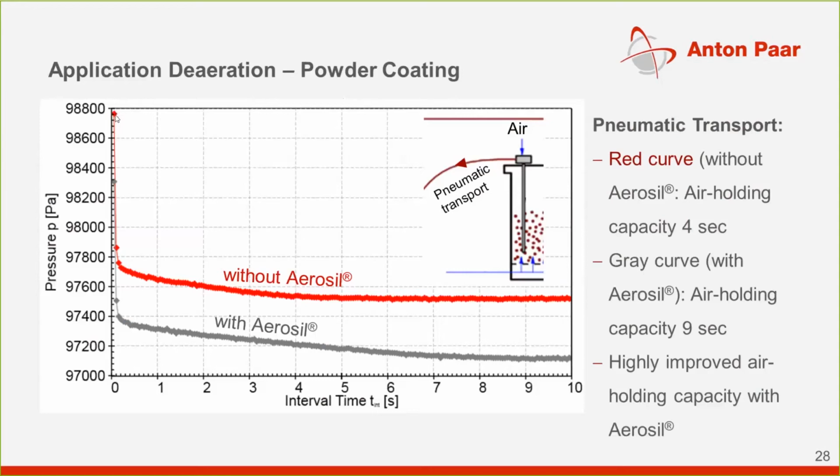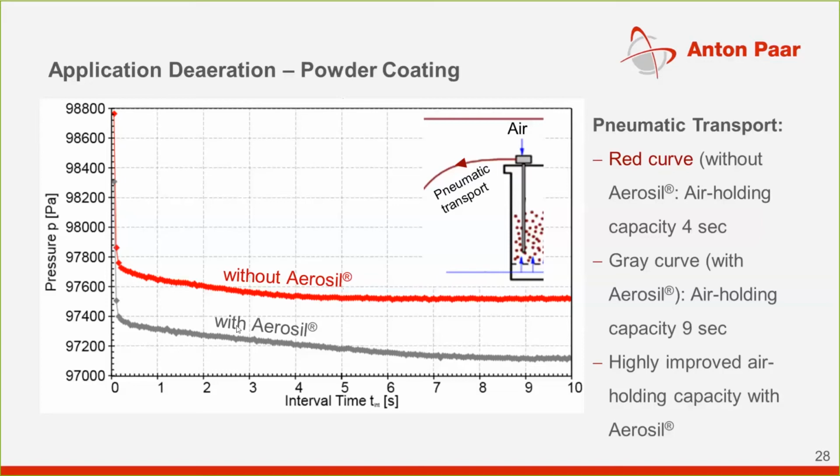So we can again see here in the red curve this very quick decrease of pressure, followed by a rather slow step. And we can see that the deaeration is more or less completed after 4 to 4.5 seconds. So without flow additive, it takes about 4 to 4.5 seconds for the powder to fully deaerate.